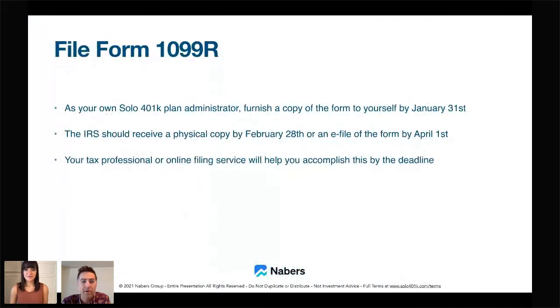Since you're the plan administrator, you do want to furnish a copy of that 1099 to yourself by January 31st. The IRS should receive a physical copy by February 28th or an e-file of the form by April 1st. Your tax professional or online filing service will help you accomplish that by that deadline.